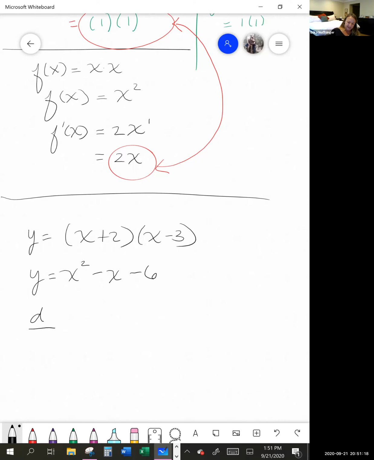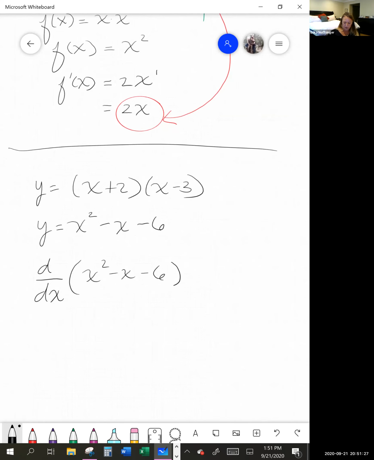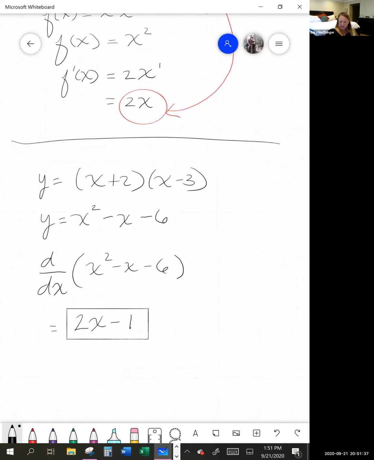And so now if I want to take the derivative of this whole thing, x squared minus x minus 6, using the general power rule, this is 2x minus 1. So the derivative is 2x minus 1. And I wouldn't have been able to get that unless I had expanded it, until I give you the tools for the product rule.